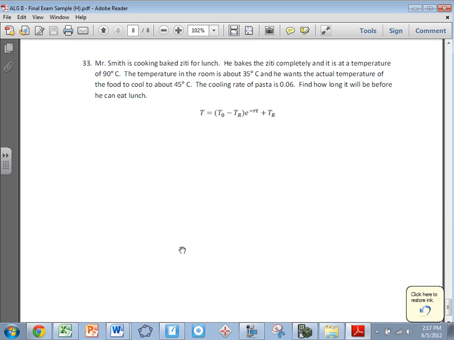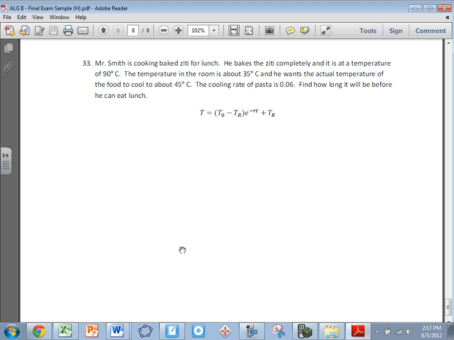The final problem: Mr. Smith is cooking baked ziti for lunch, without any meatballs, Mr. Smith. He bakes the ziti completely, and it is at a temperature of 90 degrees Celsius, so a starting temperature, we can think of the starting temperature. The temperature in the room is about 35 degrees Celsius, and he wants the actual temperature of the food to cool to about 45 degrees Celsius. The cooling rate of pasta is 0.06. Find how long it will be before he can eat the lunch.